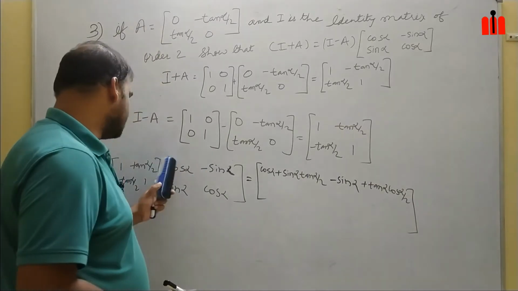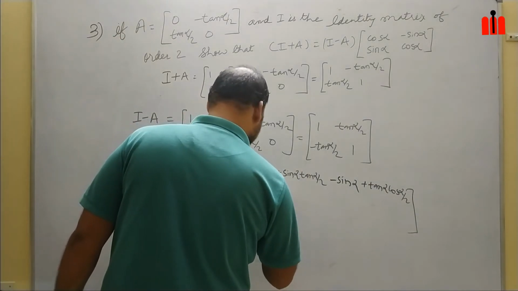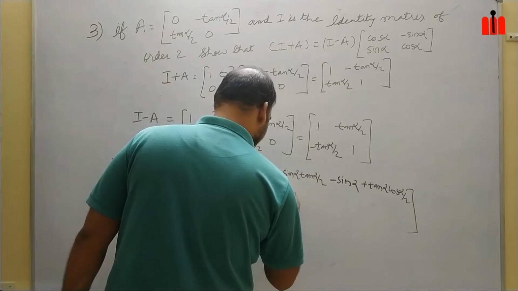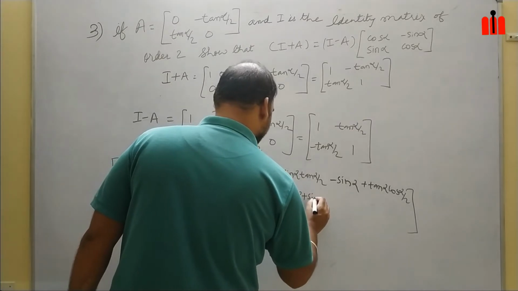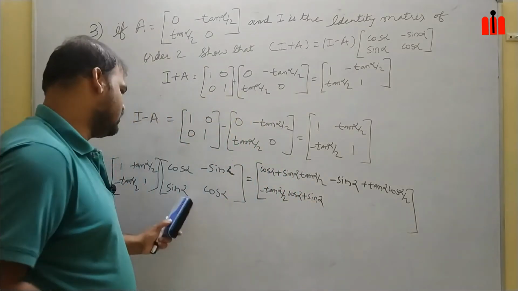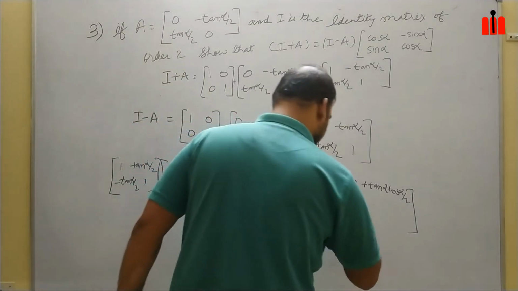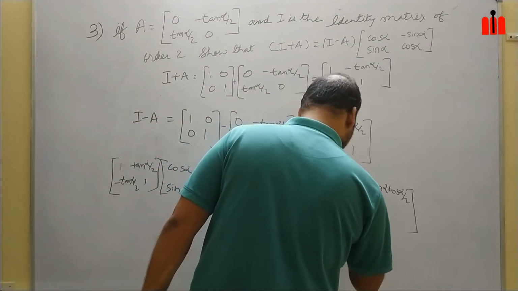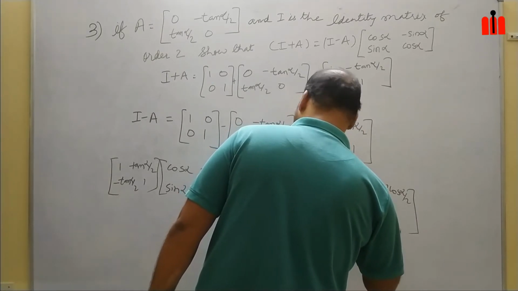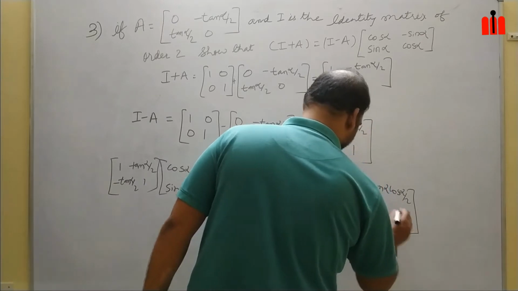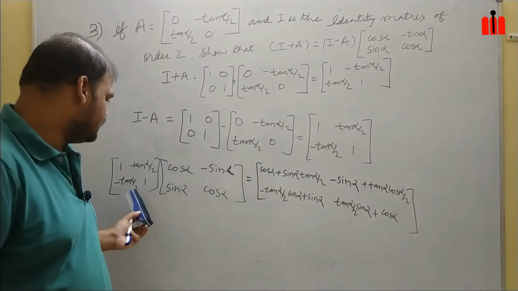Next one is minus tan alpha cos alpha by 2 plus sin alpha, minus tan alpha by 2 cos alpha plus sin alpha. Next is tan alpha by 2 sin alpha plus cos alpha. Okay, so this will be the product of these two.